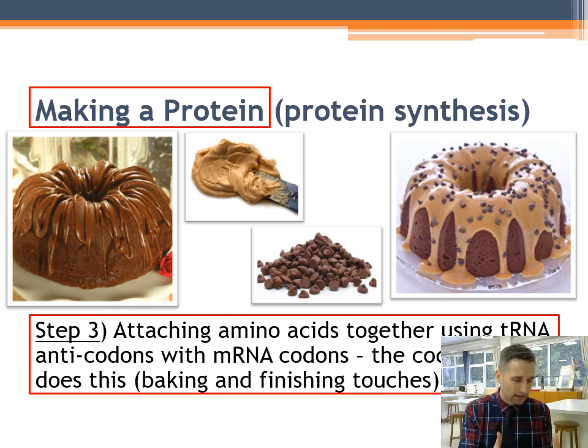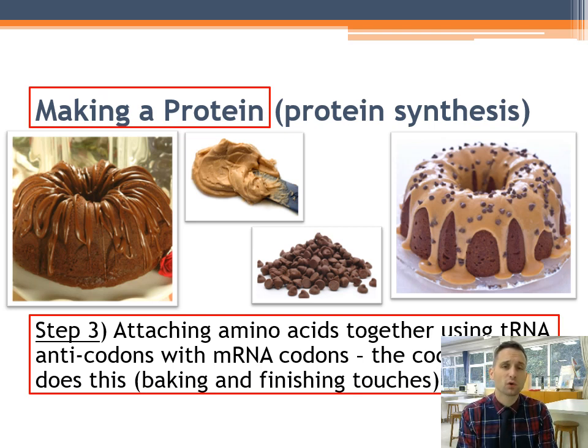And then that cake can go, we can package it up in a vesicle. We could ship it off to where it needs to go using the Golgi apparatus. Maybe we'll put it in a box and send it to a relative, or share it with some friends or family. Then that protein or that cake can go to wherever it's supposed to go. So this is our final step.